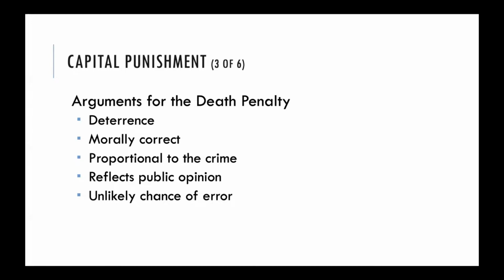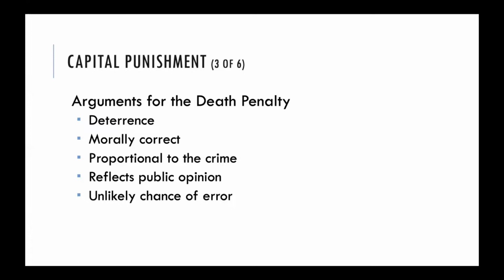And lastly, unlikely chance of error. Given the automatic appeal process and extensive post-conviction work, it is very unlikely that an innocent person will be executed. I know some people obviously have a problem with saying one person is too many, and I agree that one person is too many.